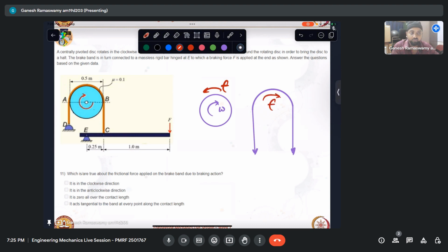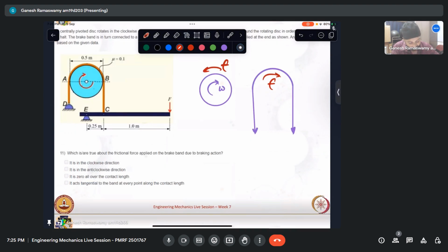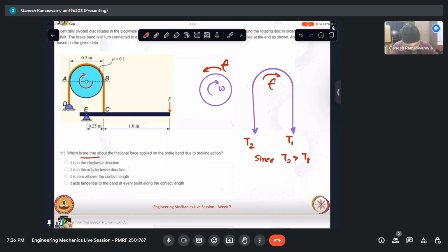So once I know this, I can label this as T2 and this as T1, since T2 is invariably greater than T1. Okay. So which of the following are true about the frictional force applied on the brake band due to the braking action?